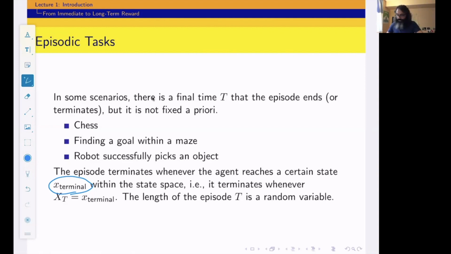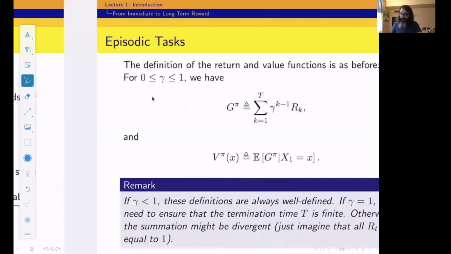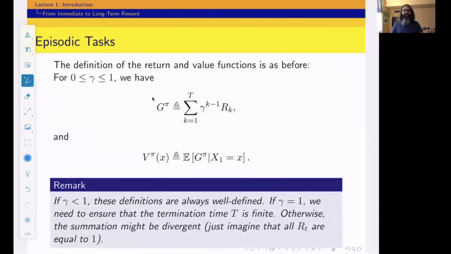The other important thing here is that the length of the episode T is a random variable because we don't know when it ends. So this is the episodic task. The definition of return and value function is very similar to the previous case. So this is the definition of return.